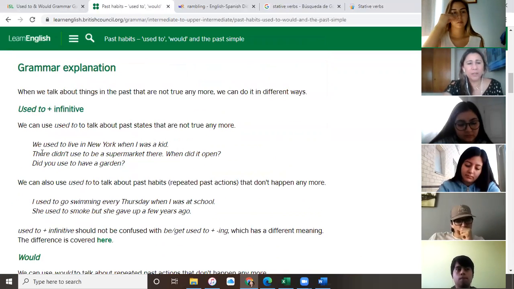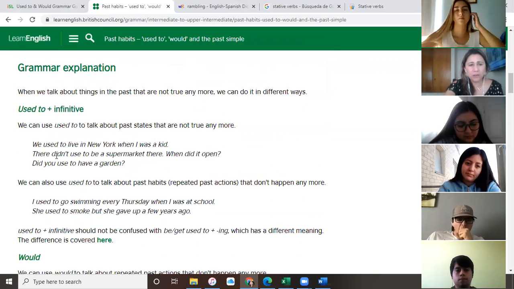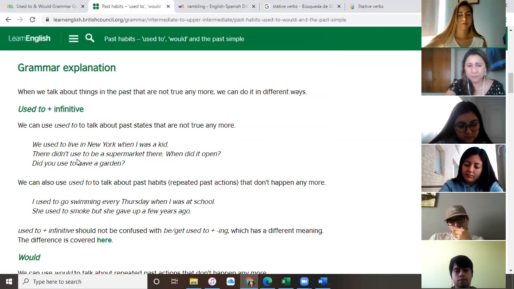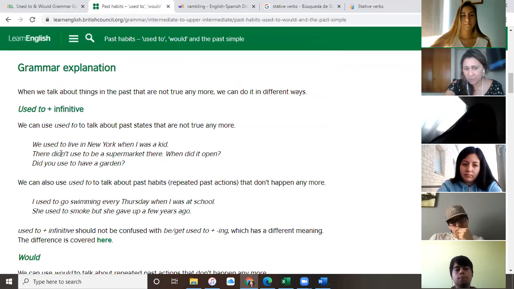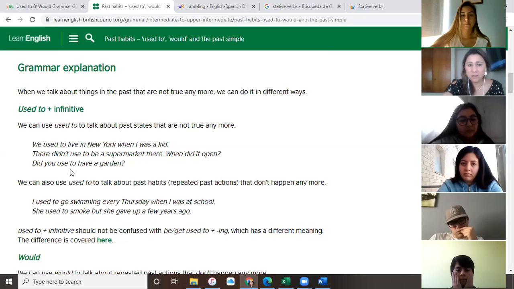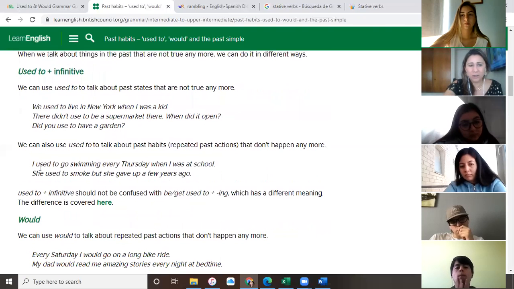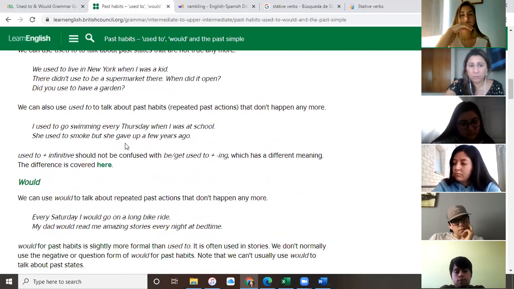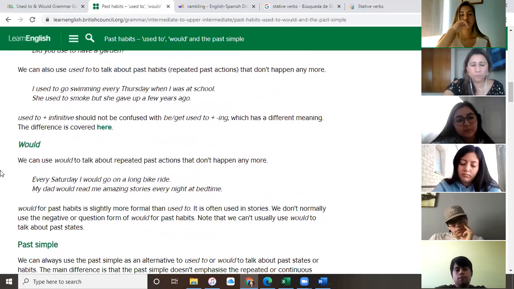So remember here, we used to live in New York. There didn't used to be a supermarket. Did you used to have a garden? Remember, please, that here use has no D. You don't use D here because you have didn't, and in the question, no D because of the use of did here. I used to go swimming every Thursday. She used to smoke, but she gave up a few years ago.